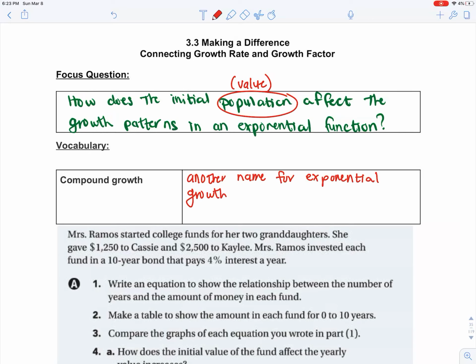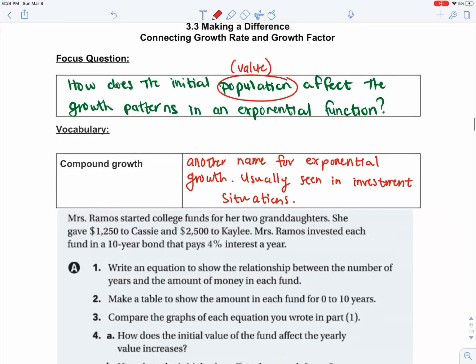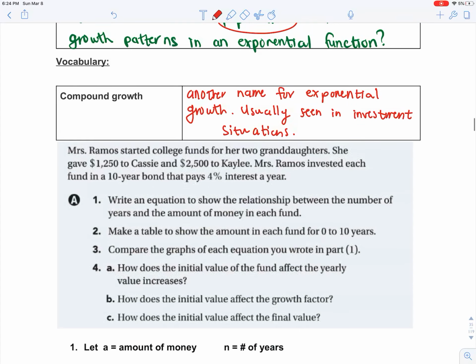And you'll usually see compound growth in investment or banking situations. So we'll say usually seen in investment situations. Okay, but essentially they are the same thing. So compound growth versus exponential growth, no, they're the same thing. All right, here we go.